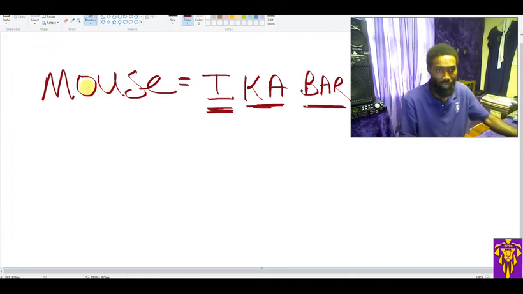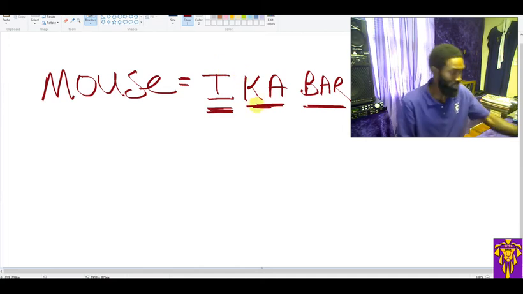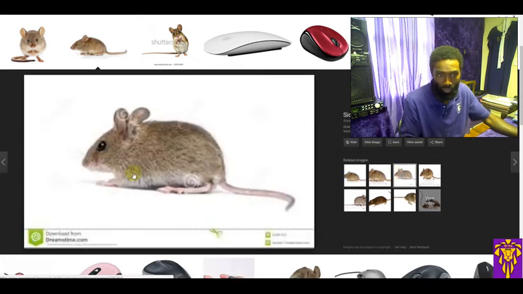Now we're back to mouse. So it would be pronounced as Akabar, not Akabar. But if you can't roll the R, just say R. But it's Aquabar. Okay? And let's pull up the image for the mouse. And as you can see, this is the mouse. Aquabar. Akabar.